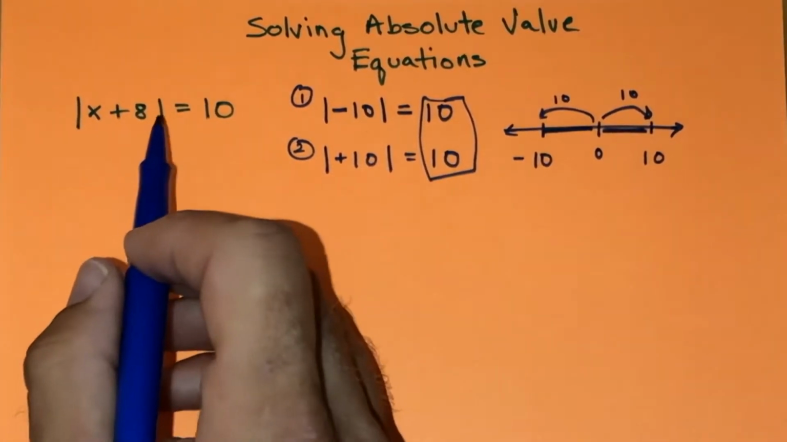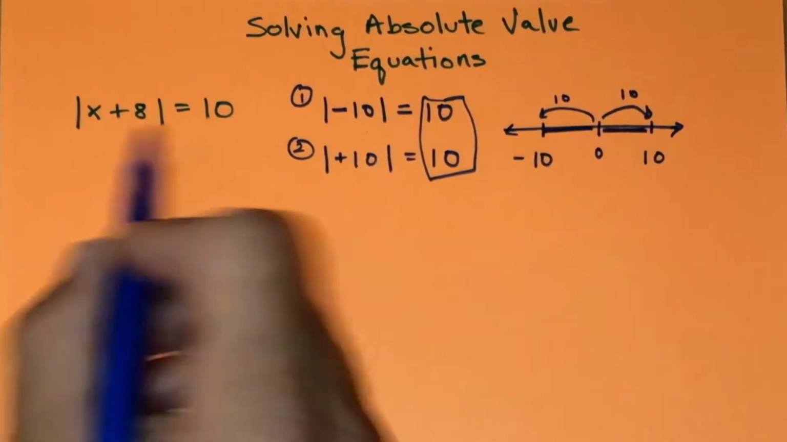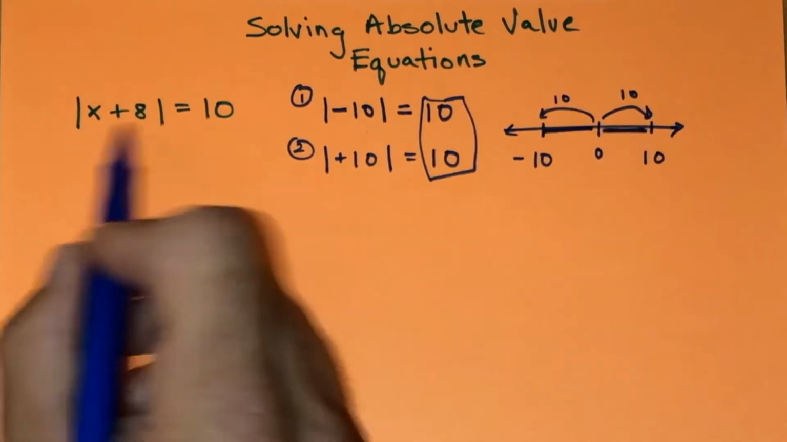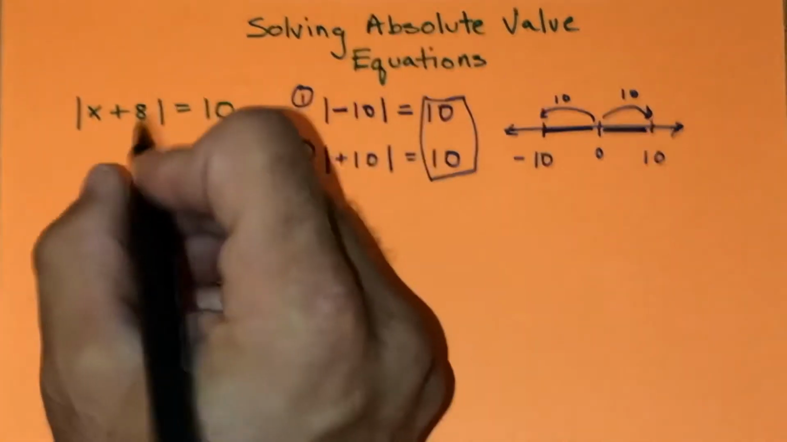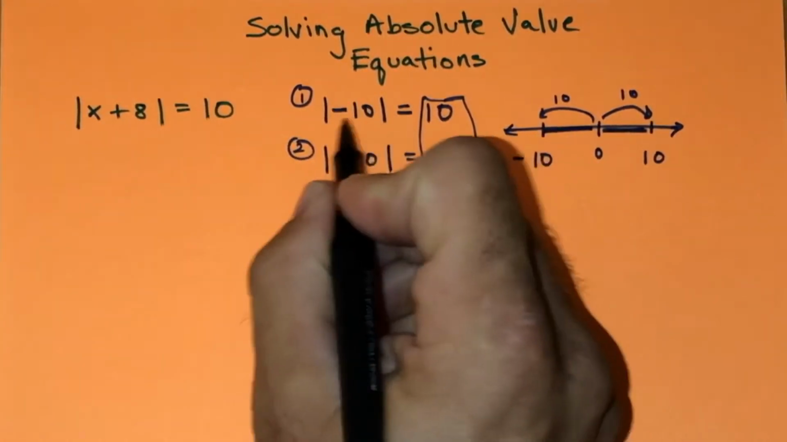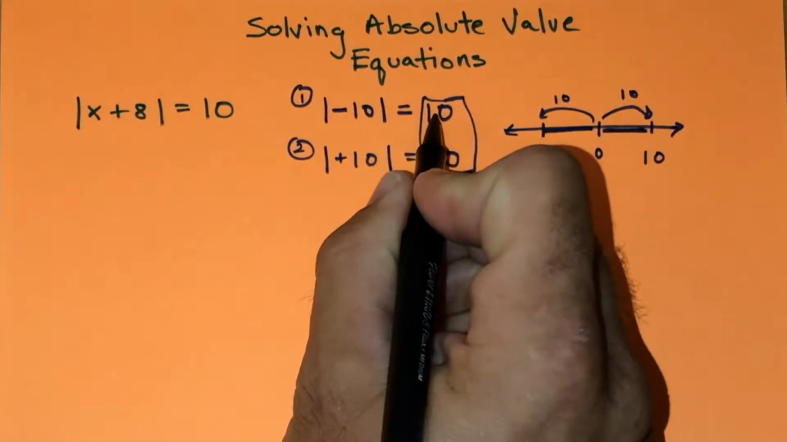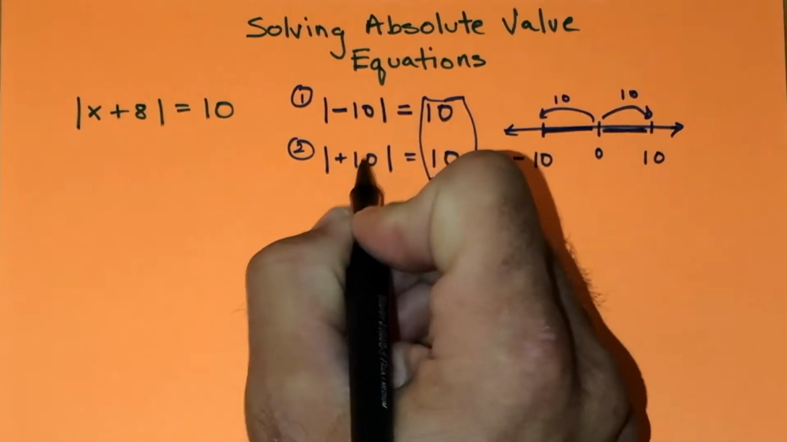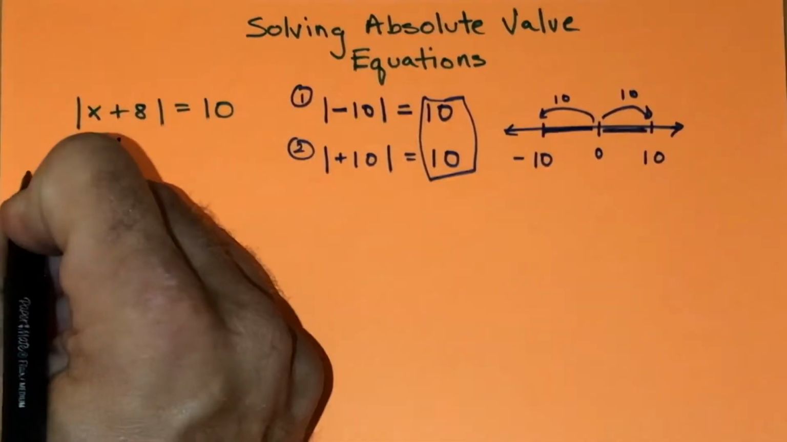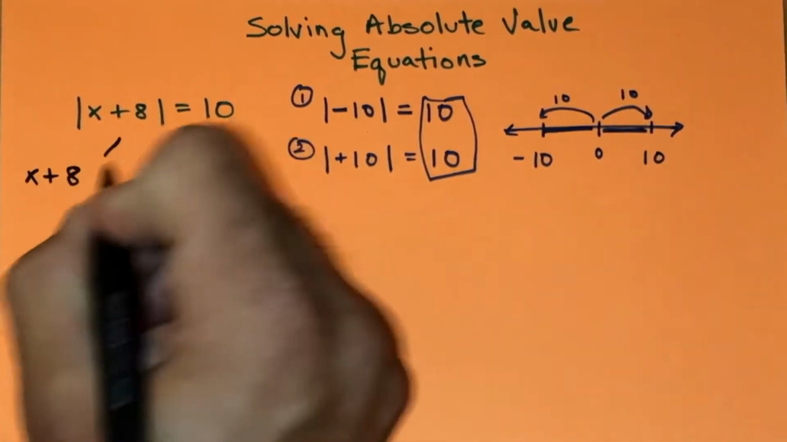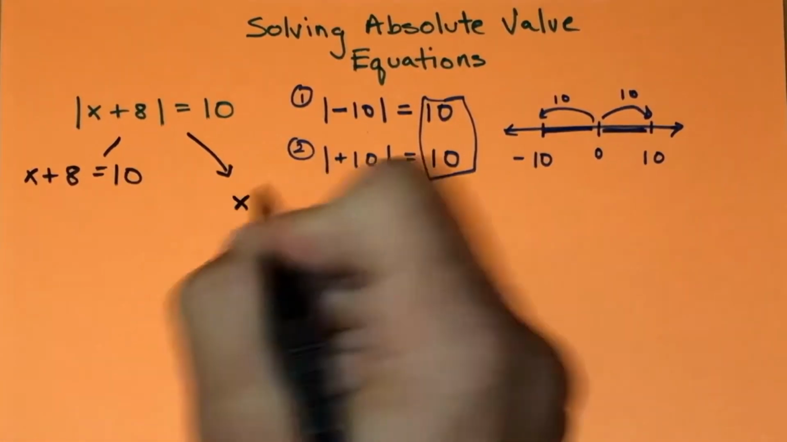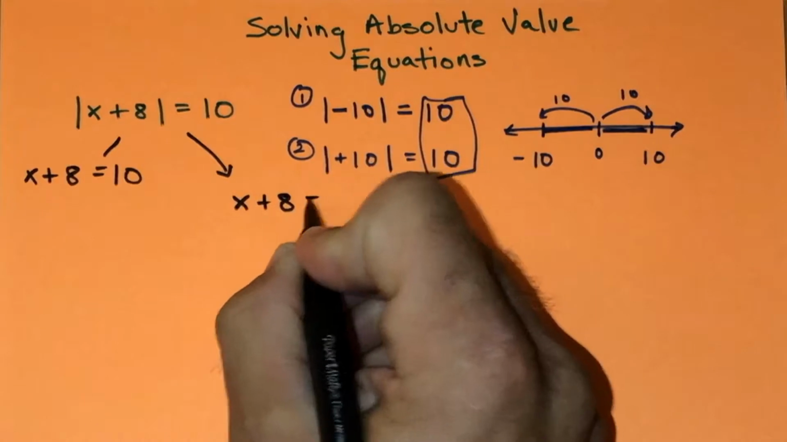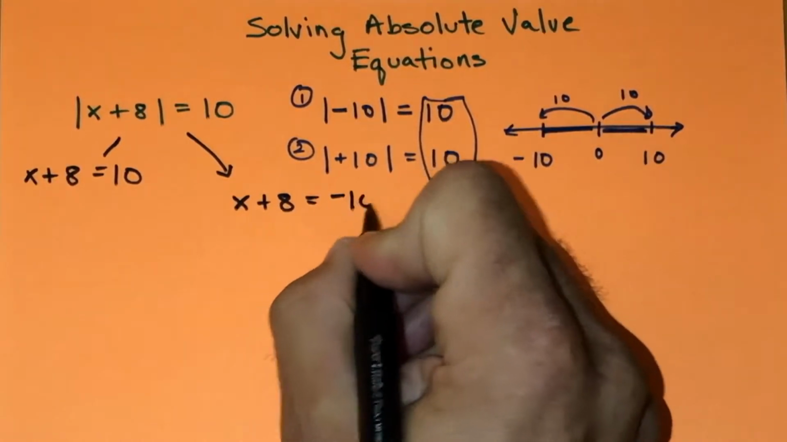So when solving a problem like that, you have to consider that there's going to be two possible answers for x. So if you see here, what are the two things that give me 10? 10 and negative 10. So what we'll do is we'll split this equation, x plus 8, into two equations by changing what it is equal to.